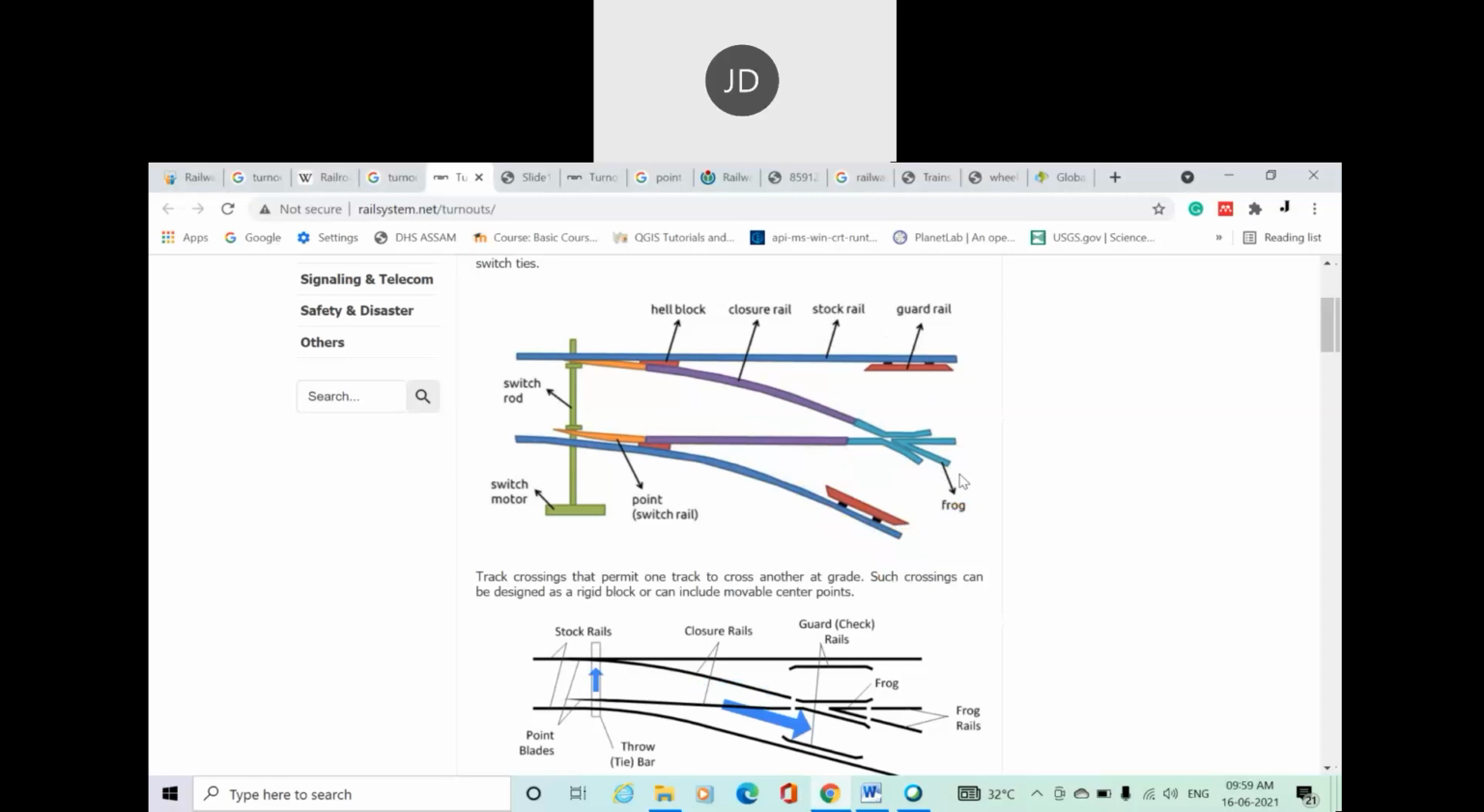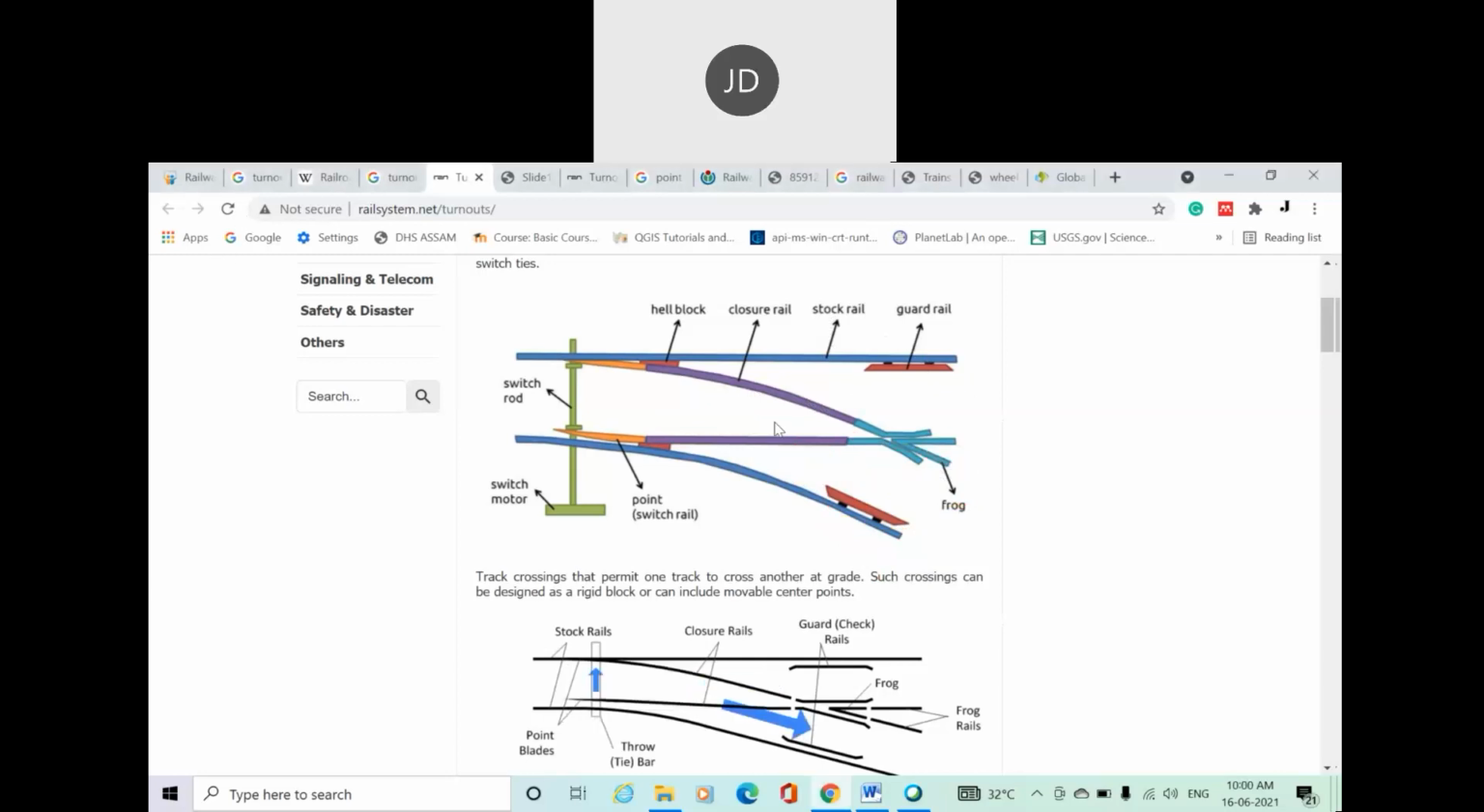Okay, so these are the main rail or stock rail, this is the guardrail, this is the frog. Okay, so basically what is a frog? Frog is a component placed where one rail crosses another. So here you can see frog is this point. Either the train is moving in this direction or in the other direction, its rail will go over this frog.